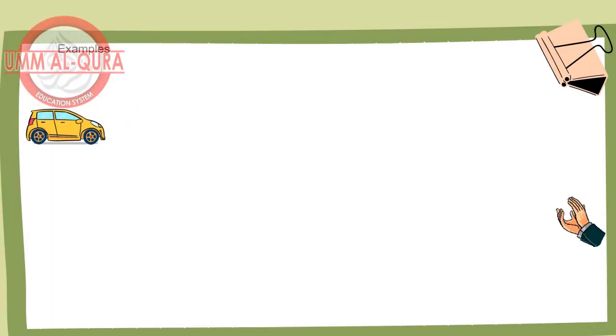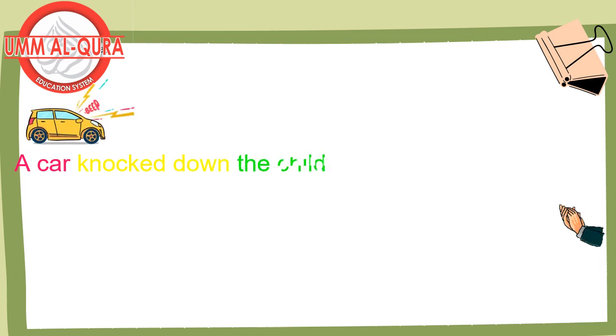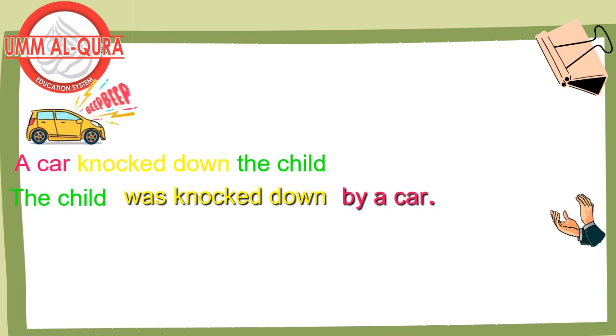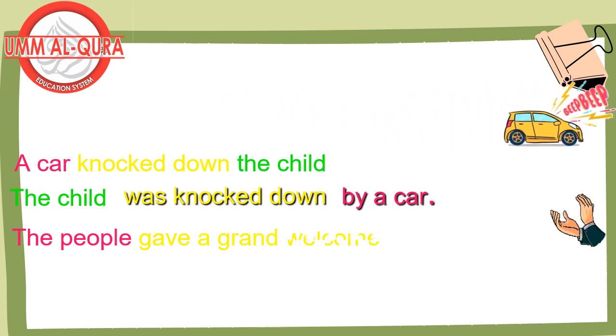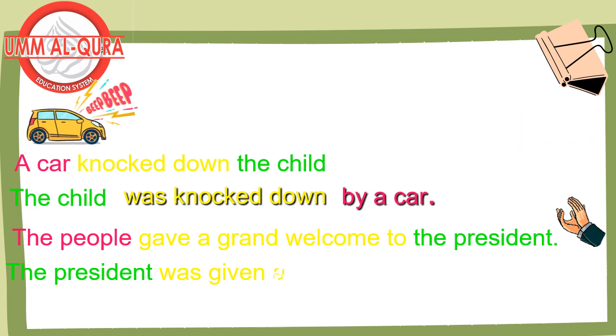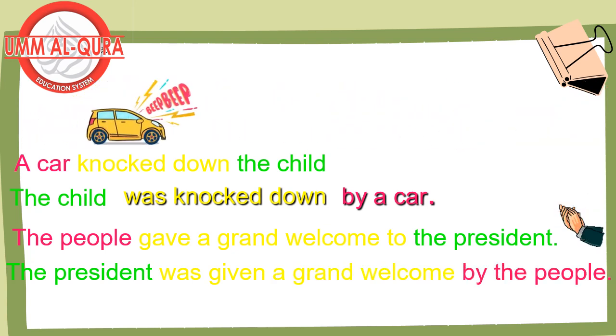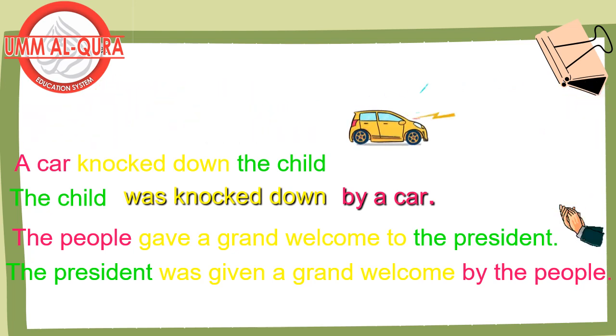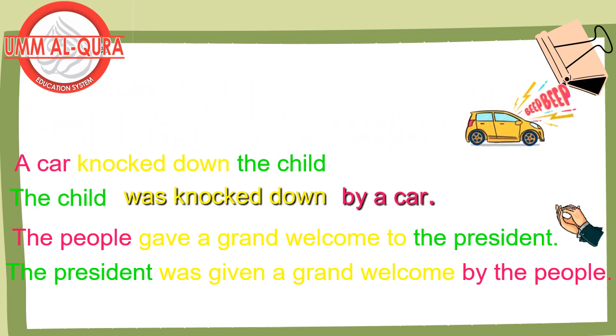To make it more understandable for you: a car knocked down the child. A car knocked down the child. The child will come as the subject. The child was knocked down by a car. Second example: the people gave a grand welcome to the president. The president, which is the object over here, will become the subject. The president was given, give, gave, given, a grand welcome by the people.